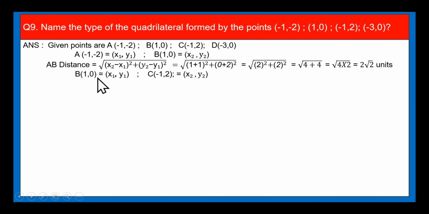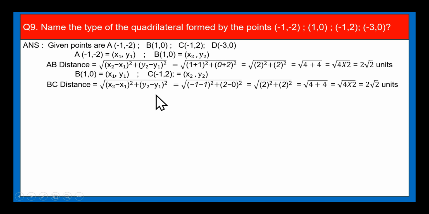Now, let us find BC distance. The coordinates of B (1, 0) may be x1, y1, and the coordinates of C (-1, 2) x2, y2. And now, BC distance is equal to root over (x2 minus x1) whole square plus (y2 minus y1) whole square. -1 minus 1 whole square. y2 minus y1 means 2 minus 0 whole square.